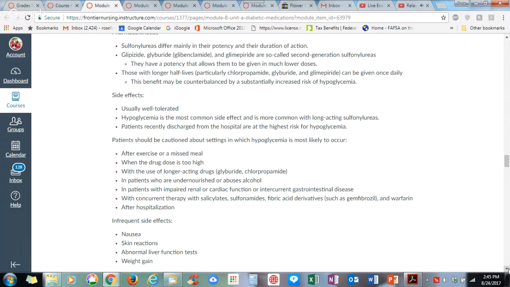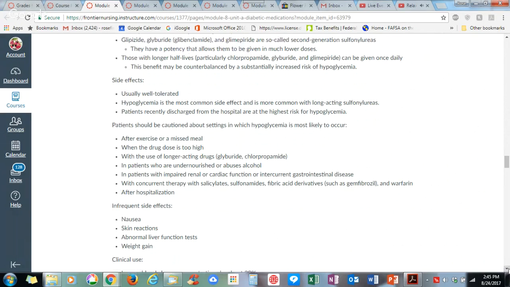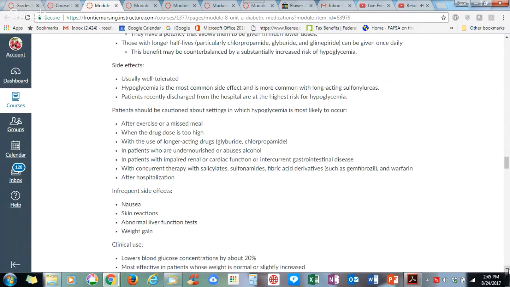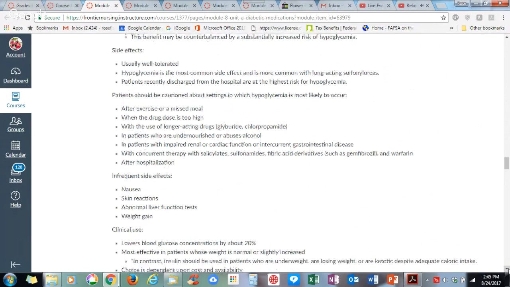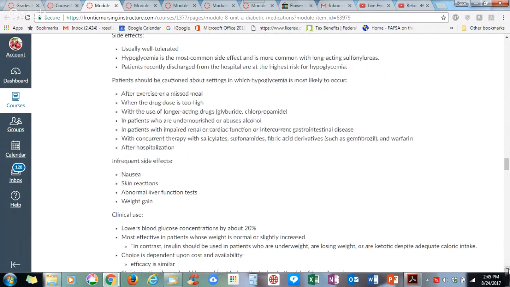Those with longer half-lives, particularly chlorpropamide, glyburide, and glimepiride, can be given once daily. This benefit may be counterbalanced by a substantially increased risk of hypoglycemia. Side effects are usually well tolerated. Hypoglycemia is the most common effect and is more common with long-acting sulfonylureas. Patients recently discharged from the hospital are at highest risk for hypoglycemia.